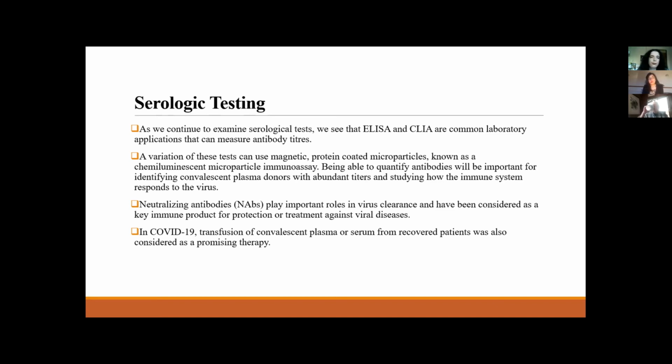to the virus. Neutralizing antibodies play important roles in virus clearance and have been considered as a key immune product for protection or treatment against viral disease. In COVID-19, transfusion of convalescent plasma or serum from recovered patients was also considered as a promising therapy.